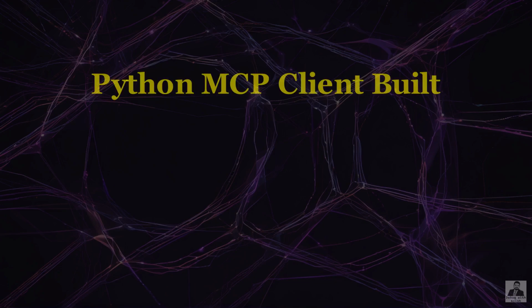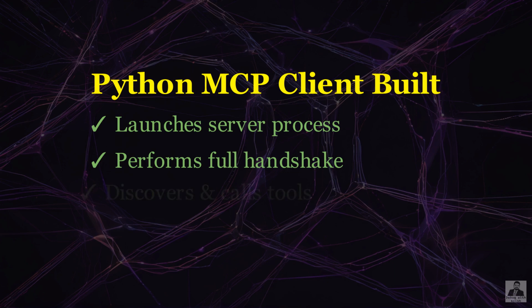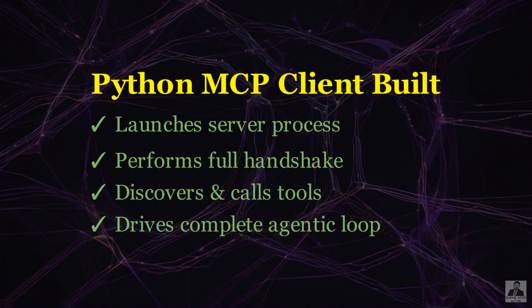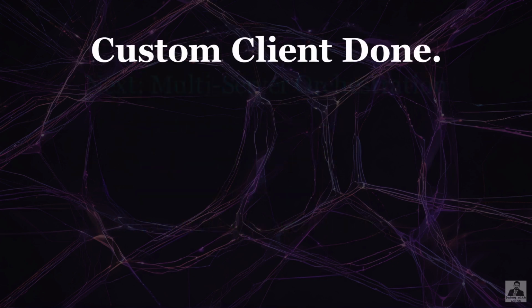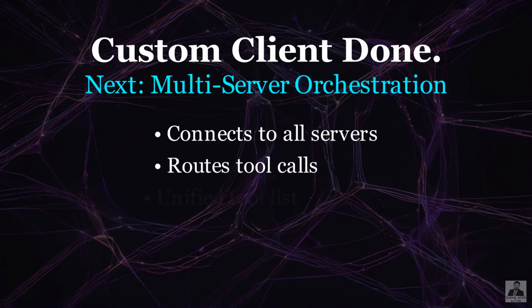You now have a working Python MCP client that launches a server process, performs the full protocol handshake, discovers tools, calls them programmatically, and drives a complete agentic loop with a language model. In the next episode, we extend this to multiple servers simultaneously. One client that connects to all your servers, routes tool calls to the right one, and gives the model a unified tool list from the entire fleet.